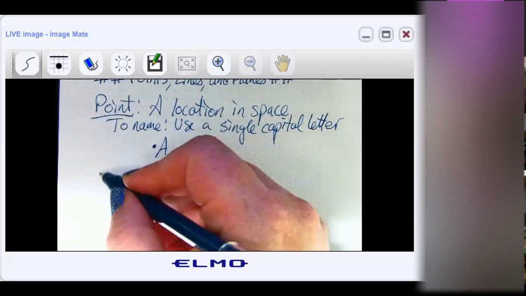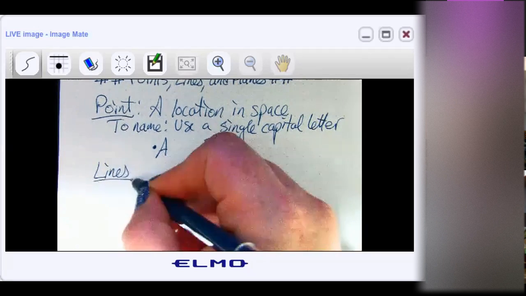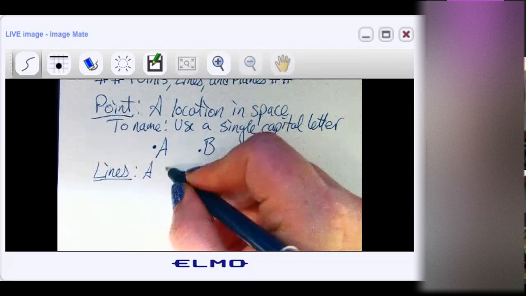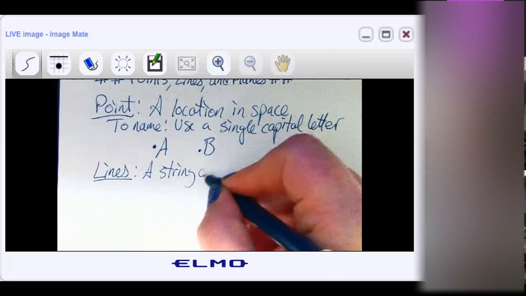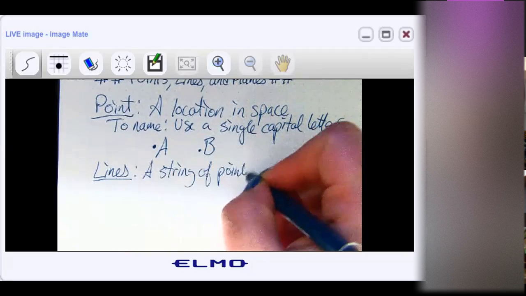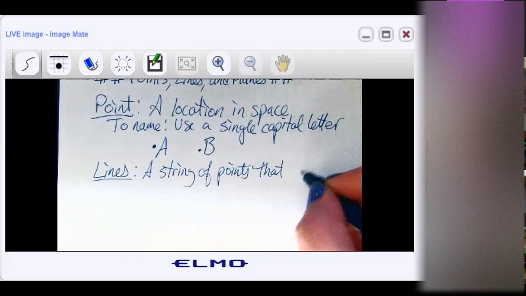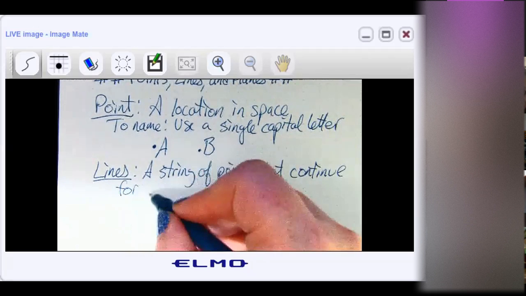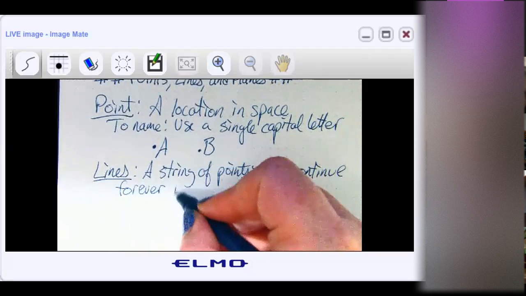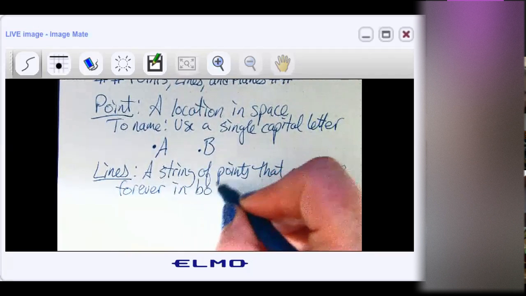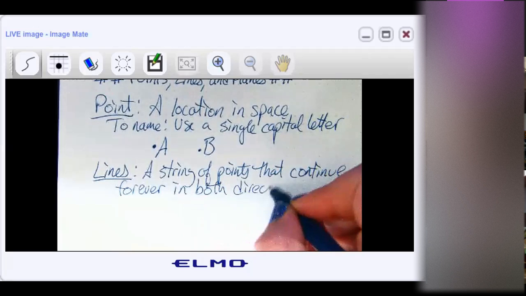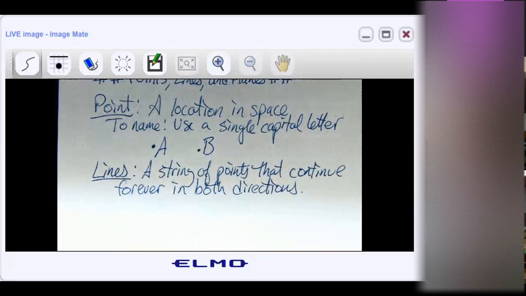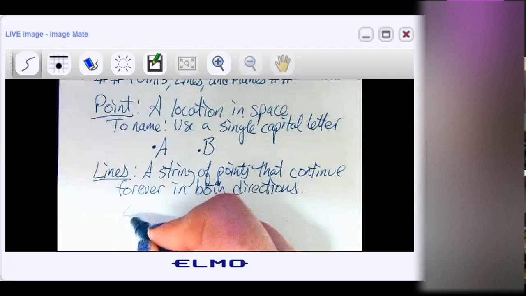All right, lines are a little bit more complicated. So lines are a string of points that continue forever in both directions. So I'm going to draw for you a line, and then we're going to talk about some of the parts of it.